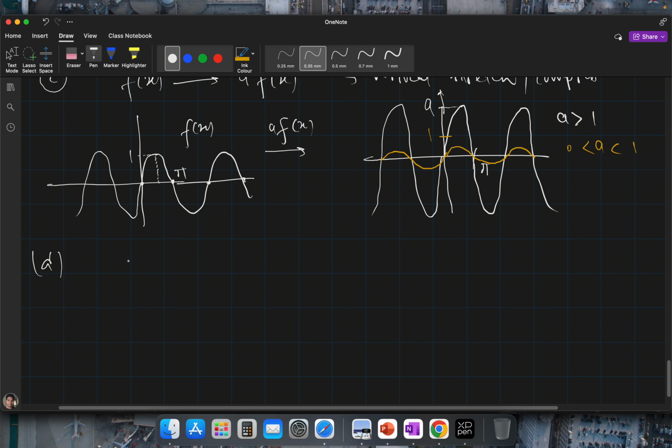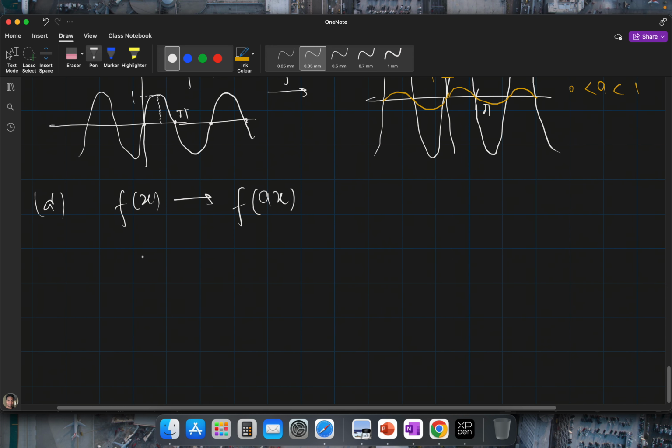Okay, so let's take another case. f(x) will change to f(a times x). In this case, suppose again I take the same example, sin x.